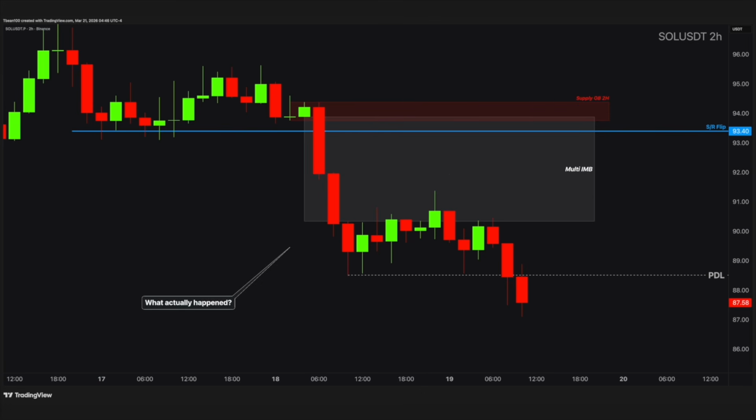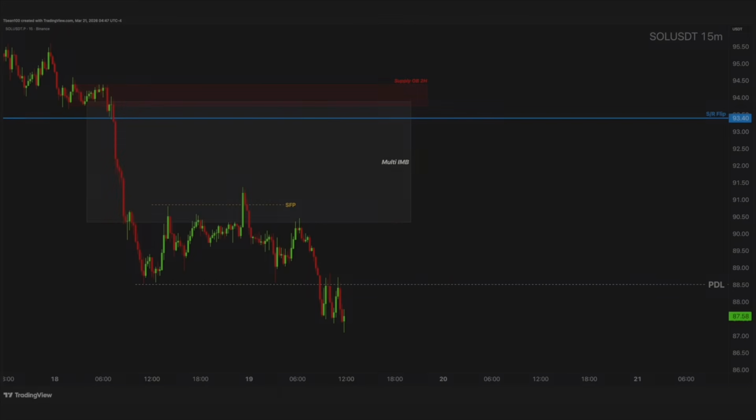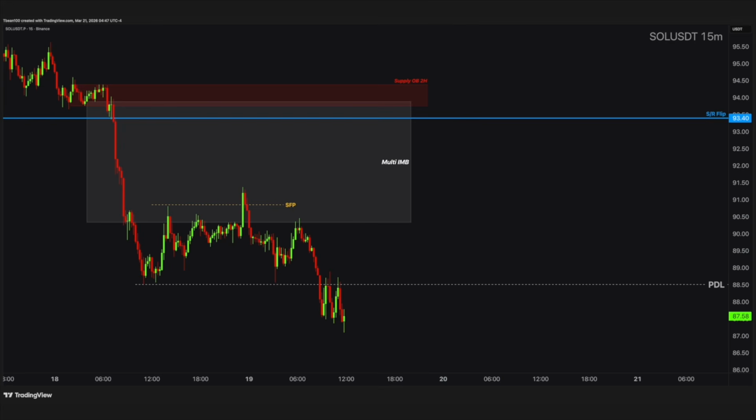However, in this case, something unexpected happened in the market. After the internal swing failure pattern, the structure dropped hard and took out the previous day low much earlier than expected. So now let's break that down. Then, right after the swing failure pattern from the 2-hour chart, what formed next was this very clean and perfect equal low setup.